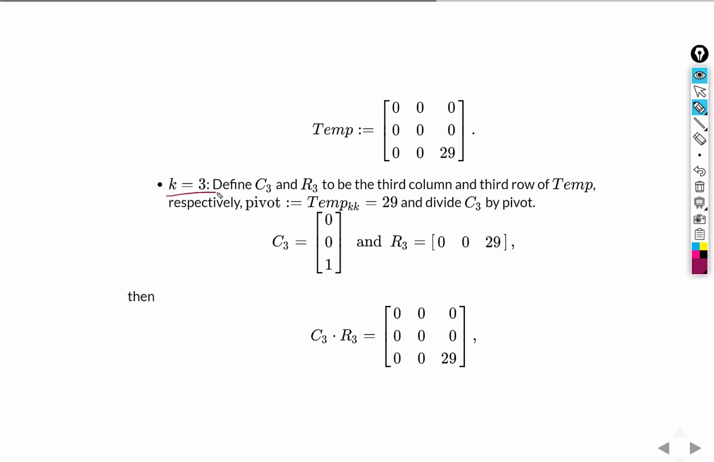Step 3, we define C3 and R3 to be the third column and third row of temp. We define pivot to be the third entry of the diagonal of our matrix. We divide C3 by pivot, which makes the third entry 1. C3 times R3 results in our temp matrix. In other words, temp minus C3 times R3 equals 0.